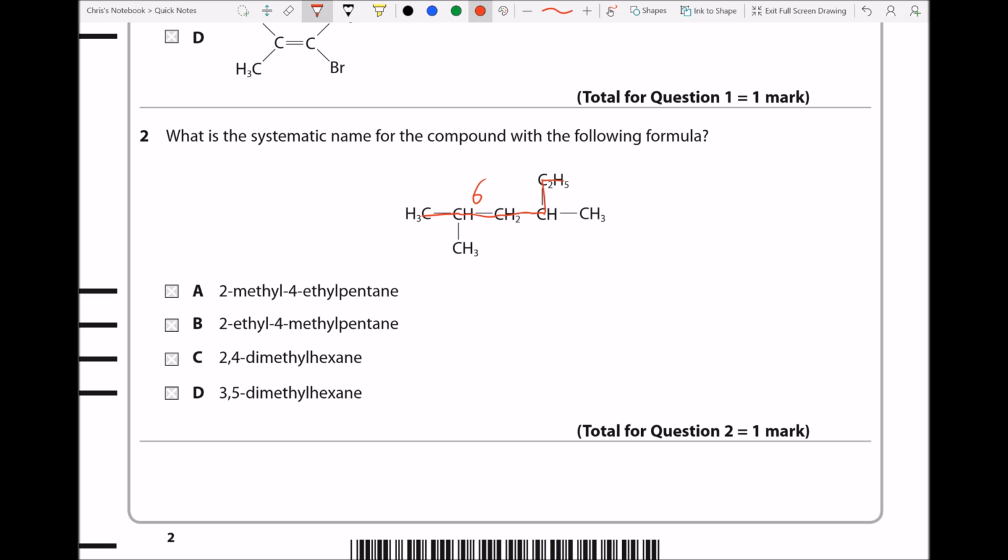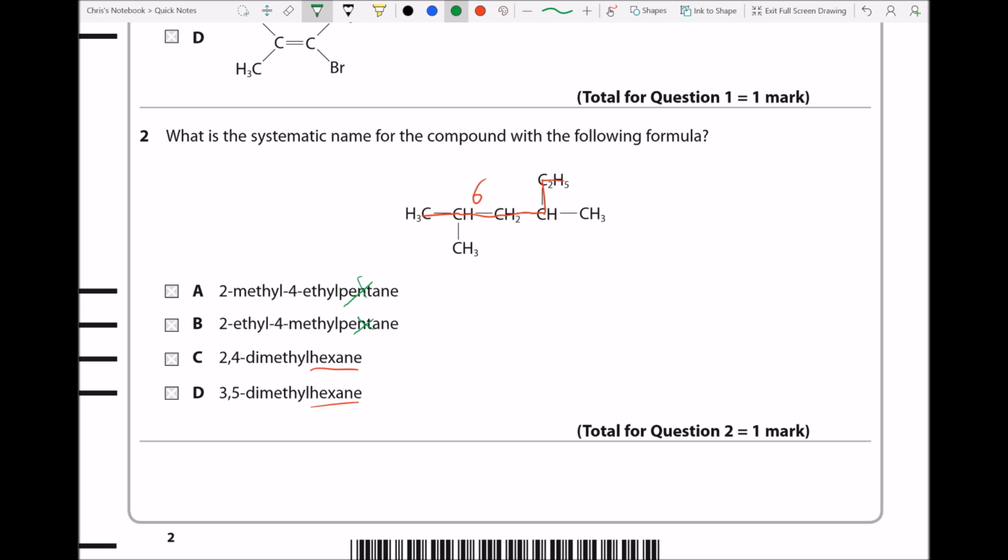That means it's going to be a hex. So we're either looking at A, C, and D. A and B include pent, so it can't be them ones because we know it's not pent. So we've narrowed it down to C and D. Now what we have to do is look at the number of carbons. Now we need to number this carbon chain with the lowest numbering system possible.